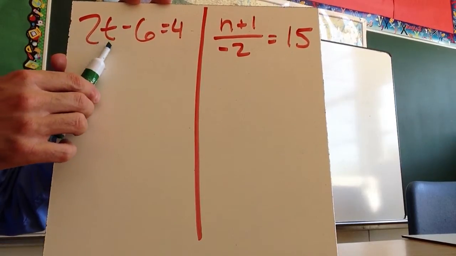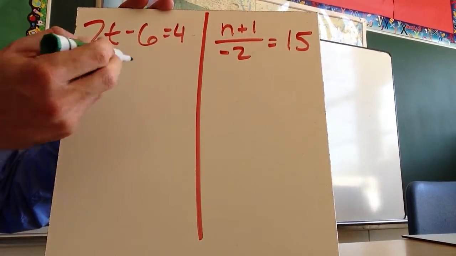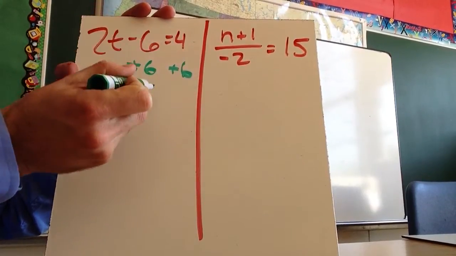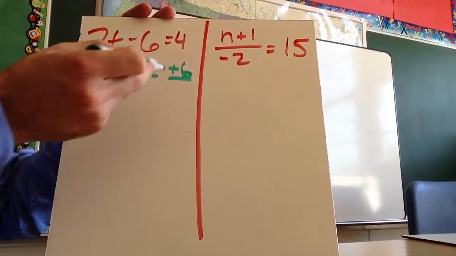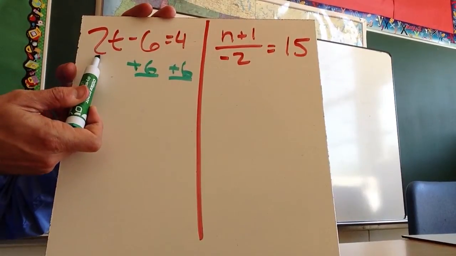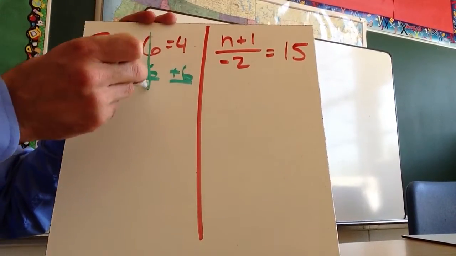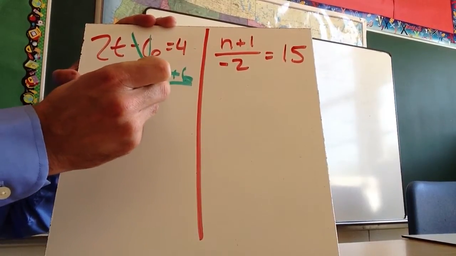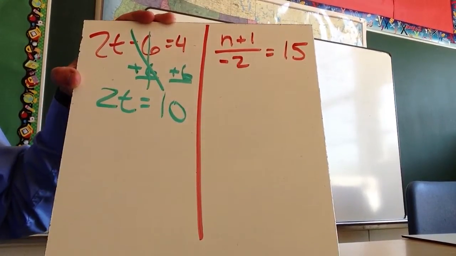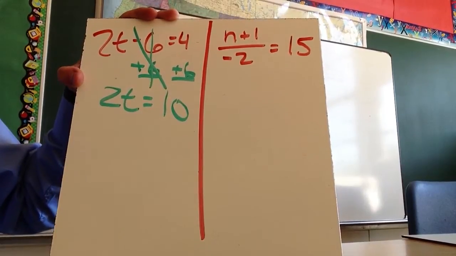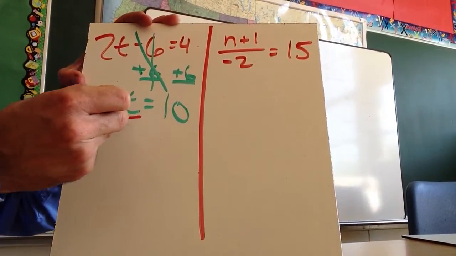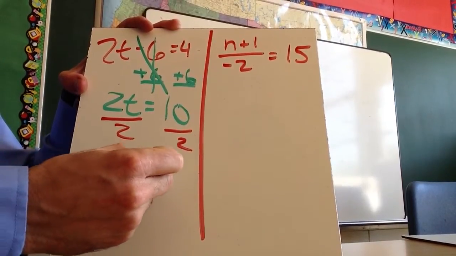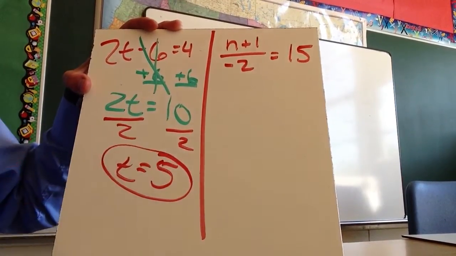So this is a 2t minus 6 equals 4. The first thing I got to do is add 6 to both sides. Since this is a negative 6, keep in mind I can only add numbers to numbers, which is why I'm not adding a 6 over here. This goes away. I'm now left with 2t equals 4 plus 6, 10. From here, what I want to do is get rid of the 2, so I'm going to divide both sides by 2, and t equals 5.